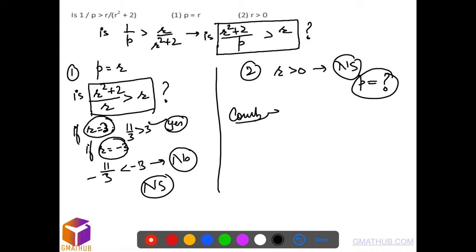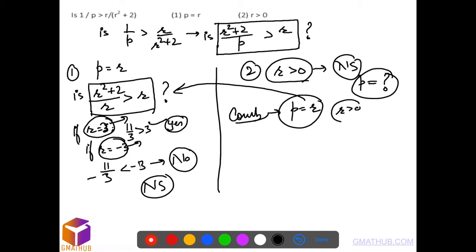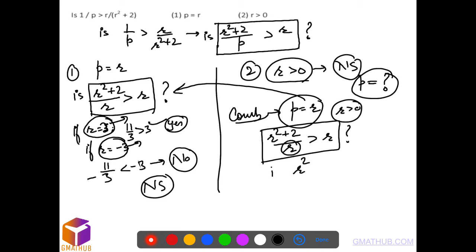Combine the two, p is equal to r. When we plug p is equal to r in the question, what was the dilemma? R could be positive or negative. But the second statement says r is positive. So r square plus 2 upon r greater than r. That's the question. If r is positive, we can multiply both sides by r. Is r square plus 2 greater than r square? Yes. Definitely it is bigger. C is our answer.